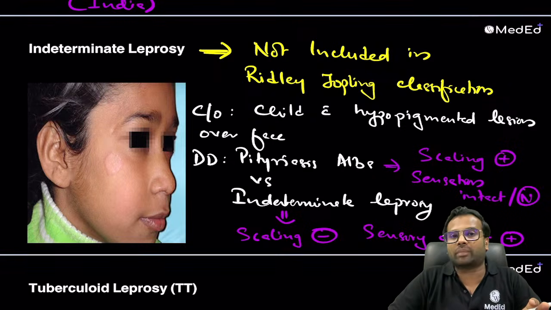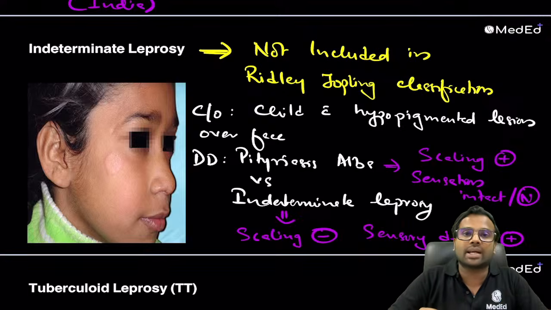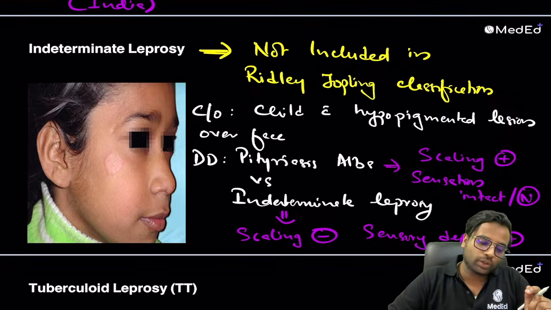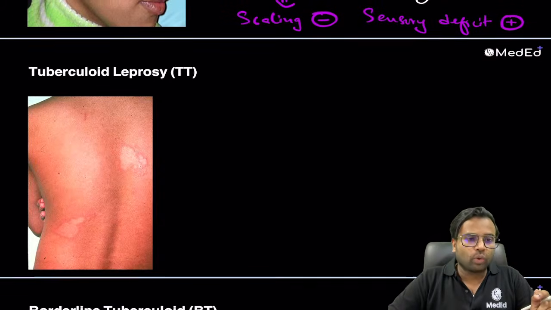This is quite common. Not in leprosy, but pityriasis alba is a very, very common clinical condition. Okay? So that is one. So now going to the next one.